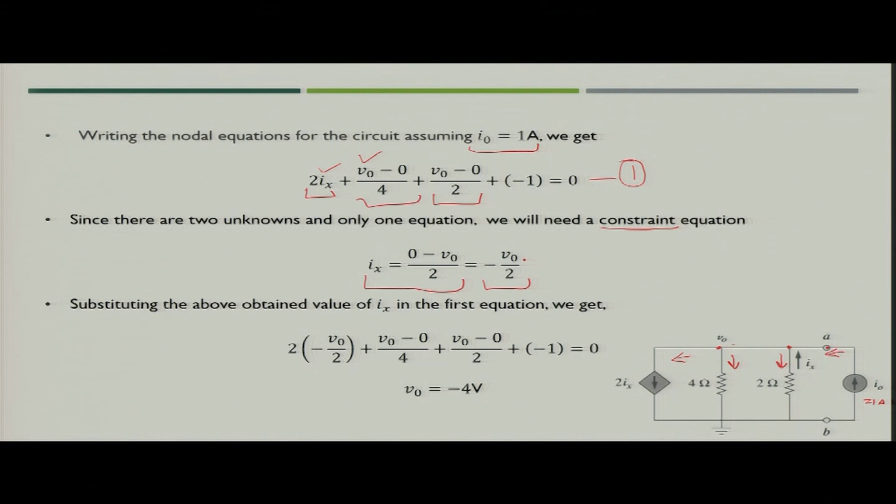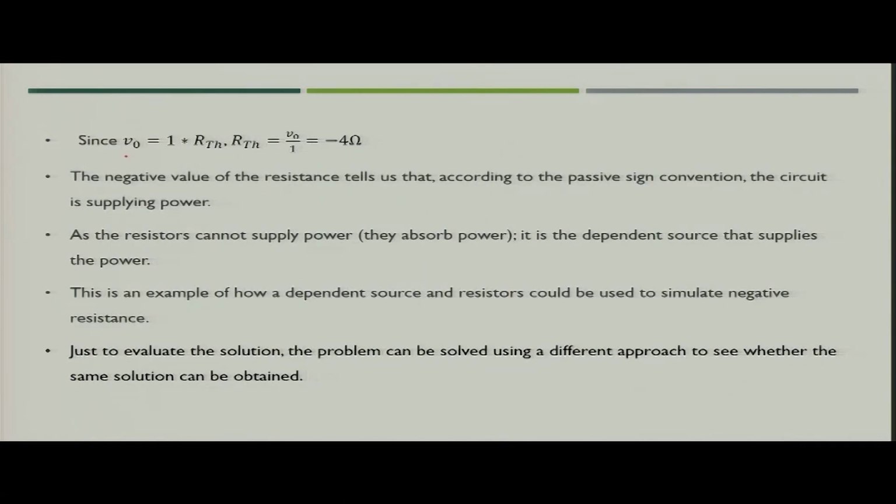So, what can we do? We can simply put the value of I x in this equation. Finally, when you put this value here, you will have only V naught as an unknown in this equation. So, you can simply solve it by putting the value of I x, that is minus V naught by 2, and when you solve it you will get the value of V naught, which is equal to minus 4 V. Now, since V naught is 1 into RTH, because I naught in this case is 1 ampere, simply the value of the Thevenin resistance would be minus 4 ohm.